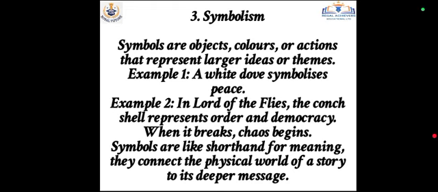Symbolism. Symbols are objects, colors, or actions that represent larger ideas or themes. For example, a white dove symbolizes peace. In Lord of the Flies, the conch shell symbolizes order and democracy. When it breaks, chaos begins. Symbols are like shorthand for meanings. They connect the physical world of a story to its deeper meaning.